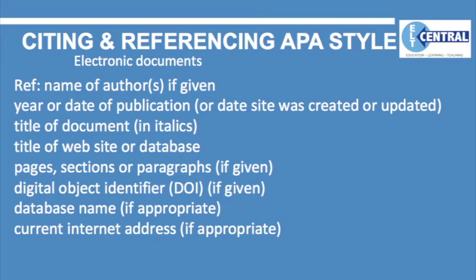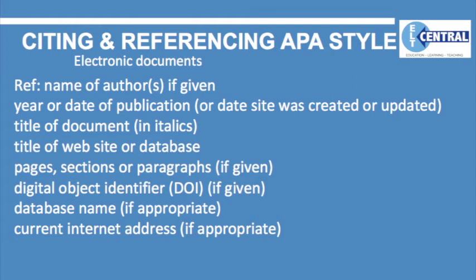Electronic documents, otherwise known as e-documents. Reference, obviously, the name of the author or authors. Year or date of publication, title of document. All titles are in italics. Title of the website or database. Then we've got pages, section or paragraphs if given. Then we've got the DOI, which is Digital Object Identifier, again if it's given, because not all of them are. Then the database name, if it's appropriate. Then the current internet address, if that's appropriate too.